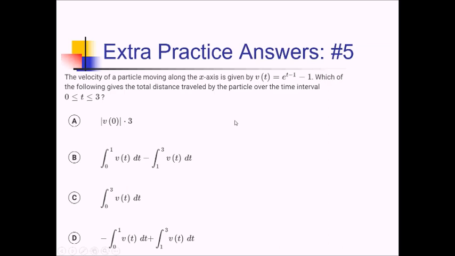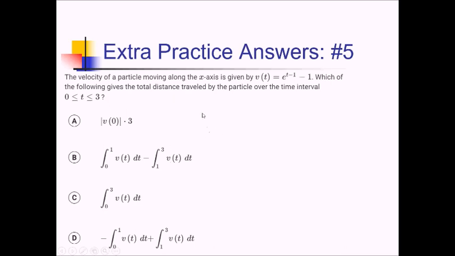For this problem, we have velocity of a particle along the x-axis given by v of t. And we want to know which gives the total distance traveled by the particle over this interval. So this is kind of an interesting problem because they don't want a real answer. They just sort of want the setup for this. And some of these look kind of similar.